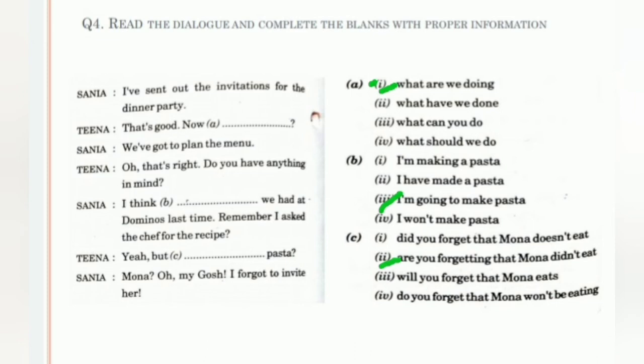The first one is what are we doing, and the answer for the second blank will be I am going to make pasta, because in the immediate next sentence she is saying that we had tried it at Domino's and it was really fabulous, as she asked for the recipe over there from the chef. And the third answer is you are forgetting that Mona didn't eat. That's why she was startled, she was surprised that she had forgotten Mona. So, in this way, we have to reach the conclusion of what can be the best possible answers. Accordingly, we have to write the dialogues.